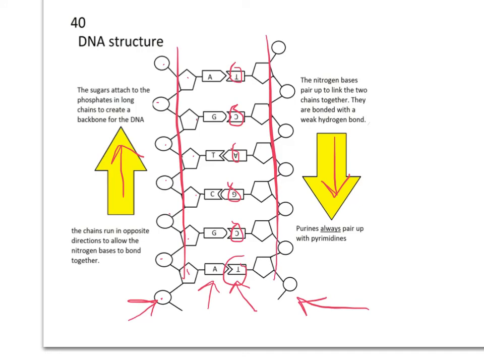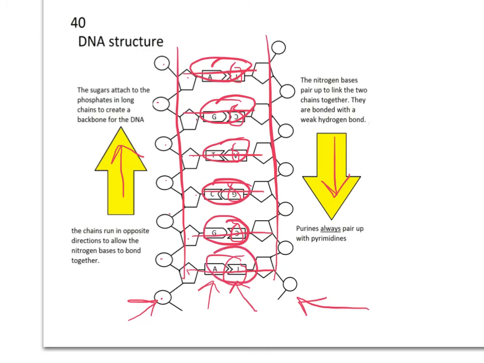Alright, between your long foundational backbones have to be your steps. You can't go up a ladder if there are no steps for you to stand on. So your steps are made up of your nitrogen bases. See how they run across. Nitrogen base, nitrogen base, nitrogen base, nitrogen base. Okay? So we've already talked about sugars attaching to the phosphates in long chains, that the chains run in opposite directions, and that nitrogen bases pair up to link the two chains together.